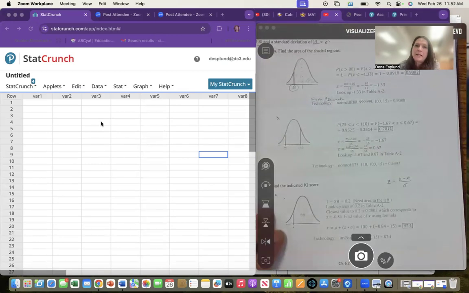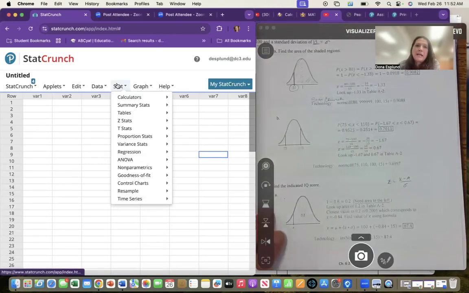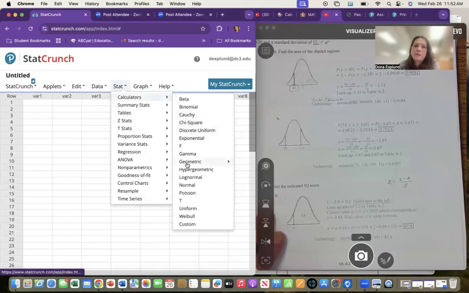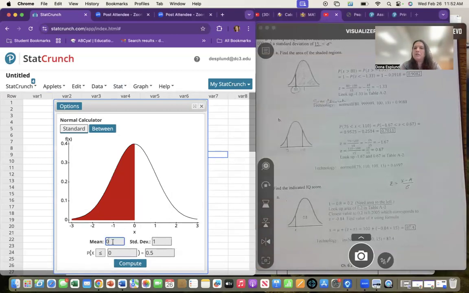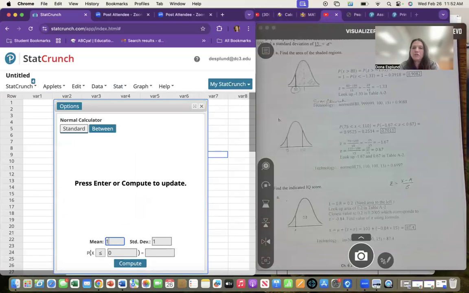So I'm going to open my StatCrunch. And remember, I'm going to go to Stats, then Calculators, and then click on Normal. Now, when you do, it'll automatically open with the mean as 0 and standard deviation of 1. So we're going to go ahead and change those to 100, and then a standard deviation of 15.